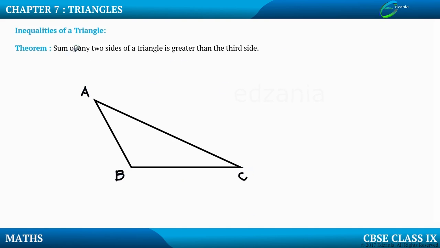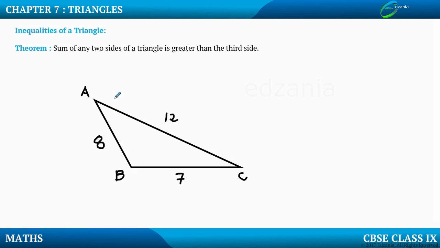So it is clearly mentioned that sum of any two sides of a triangle is greater than the third side. Let us take some values of these sides AB, BC and AC. Let this AB be say 8 units. Let this BC be say 7 units. And let this AC be say 12 units. Now these are the three sides of a triangle.